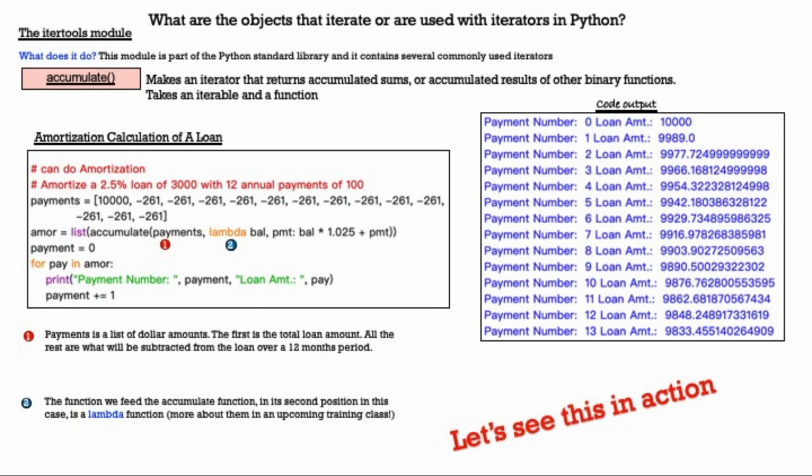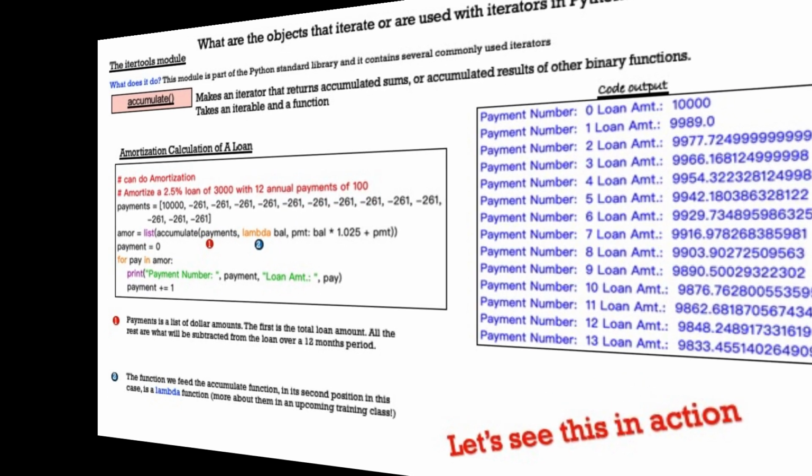But for now, lambda, we pass it the balance, which is going to be the $10,000, and then we craft a payment variable, balance times 1.025, which equals our 2.5% plus the payment itself of 261. We then set a payment variable to equal 0. For pay in amor, where we're using our accumulate method, we'll print out the successive loan amounts as we make each one of those payments. So let's go straight away and see this in action.